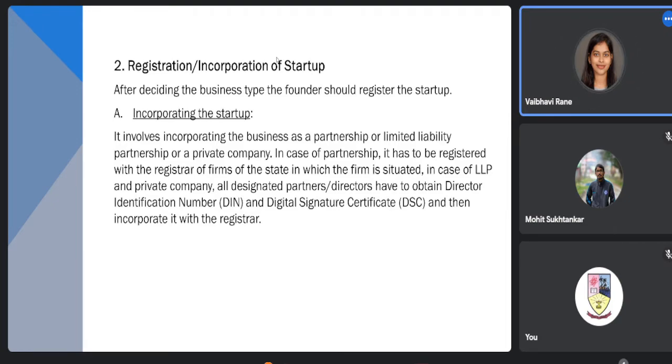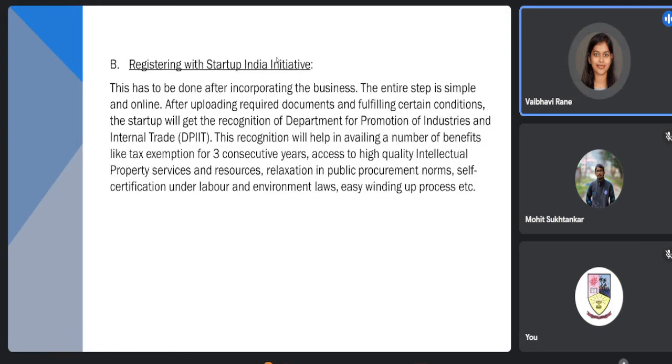Now, in case of a partnership, it has to be registered with the registrar of firms of the state in which the firm is situated. In case of your LLP and private company, all designated partners and directors have to obtain a director identification number and digital signature certificates and then incorporate it with the registrar. The next way is by registering with Startup India. So why is it necessary to register with the Startup India Initiative? Now, this step usually is after incorporating the business.